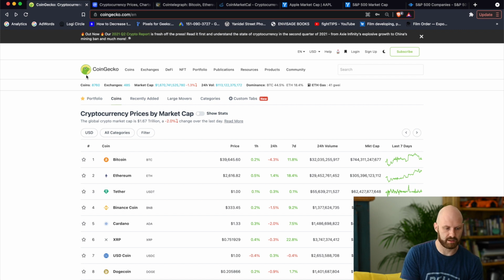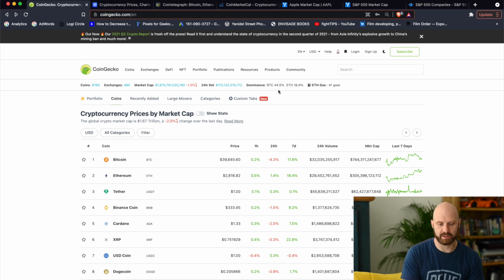We can see that there are over 8,000 coins listed on it, so probably pretty much every coin you can imagine, or vast majority of them at least. We can see the market cap of cryptocurrencies as a whole, so at the moment that's roughly $1.7 trillion. And it went down slightly in the last 24 hours. We can see the volume of transactions over the last 24-hour period and the market dominance of Bitcoin and Ether.